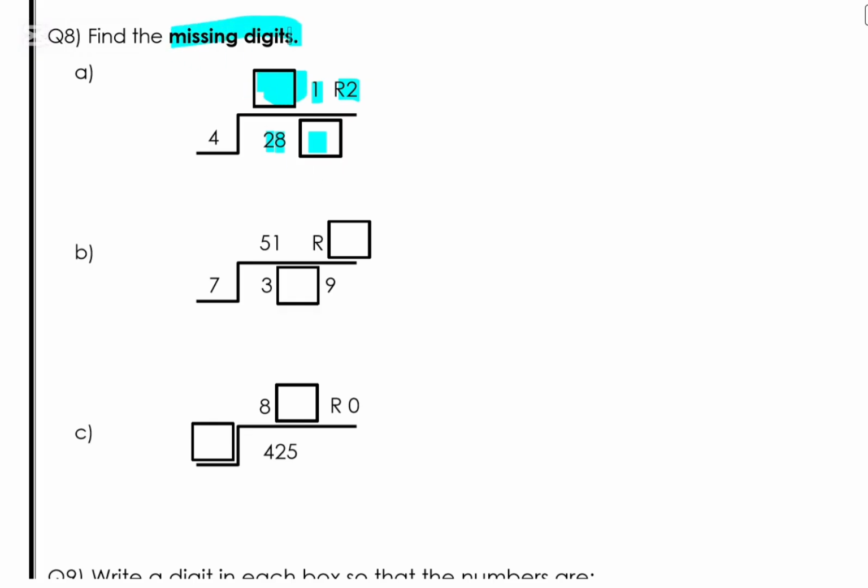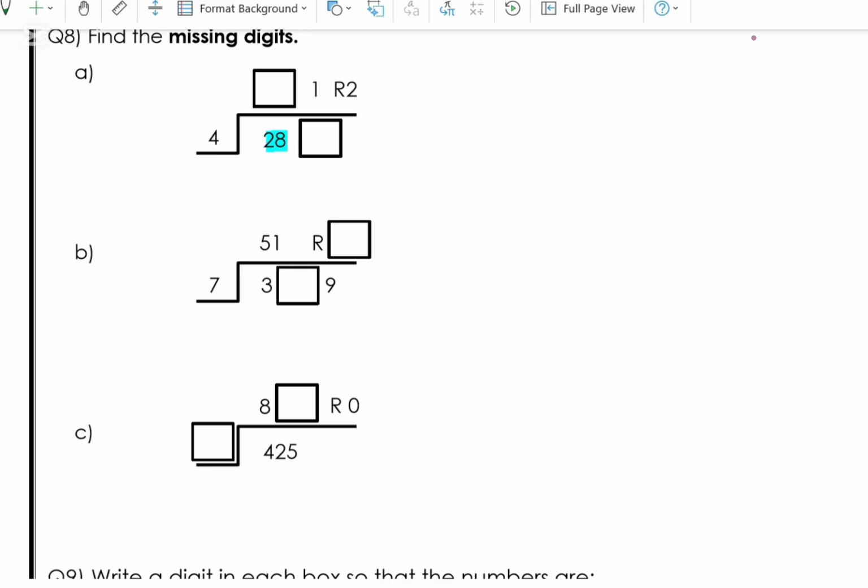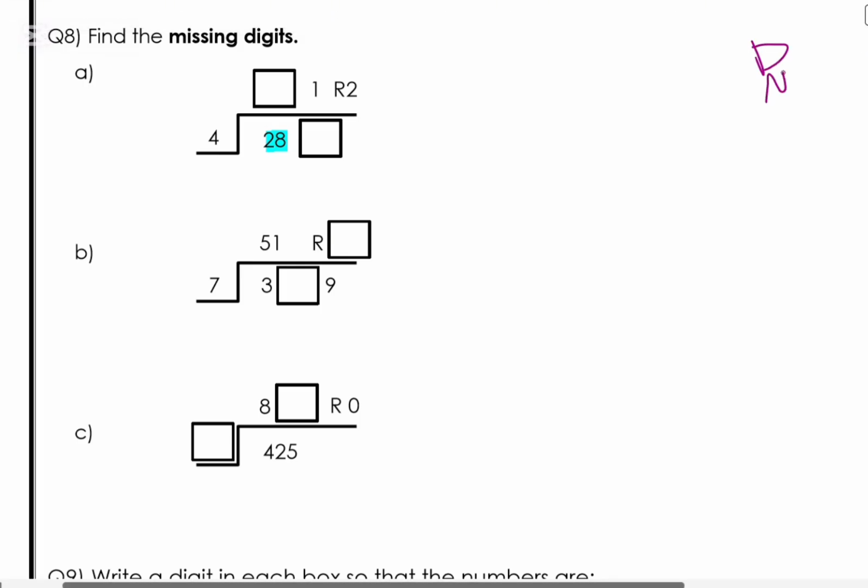You have one missing digit in each box, and you need to find all of the missing digits in all of the boxes. In each box we have one missing digit only, okay? So we start with 2. Can 2 be divided by 4? No, of course, it's less than 4, so we take 28. 28 divided by 4. The first step is to divide. Remember, we divide, we multiply, we subtract, and we bring down.